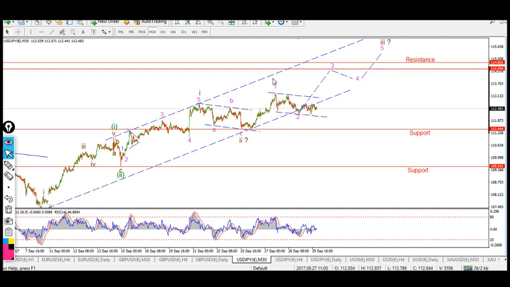Anyway, this wave 1 I've labeled in pink here. That looks like a pretty clear impulse structure to the upside. We've got 5 waves in there. You can see 1, 2, 3, probably a triangle wave 4, and then 5. So I've got wave 1, and I think wave 2 possibly completed at the lows on Friday there.